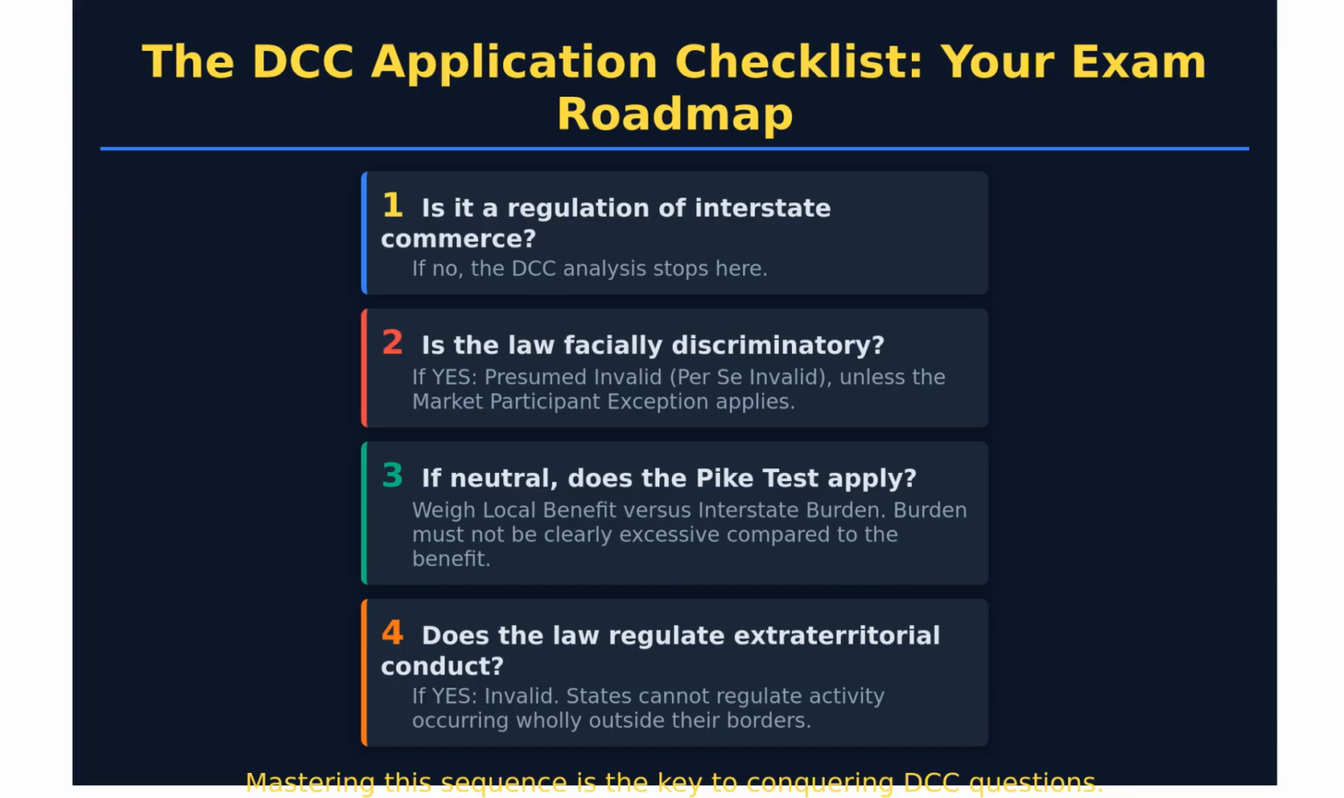Third, if the law is facially neutral, we proceed to the Pike balancing test. Does the burden on interstate commerce clearly outweigh the putative local benefits? If the burden is excessive, the law fails. Finally, check for extraterritoriality. Is the state attempting to regulate conduct occurring wholly outside its borders? Reviewing these 4 points, regulation, discrimination, Pike balancing, and extraterritoriality, will guide you through virtually every Dormant Commerce Clause question on the bar examination.